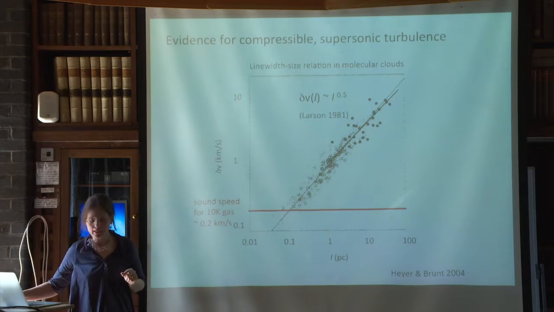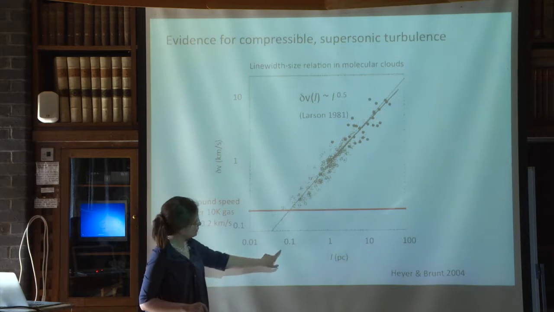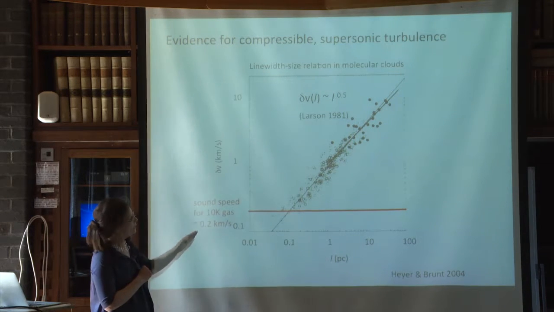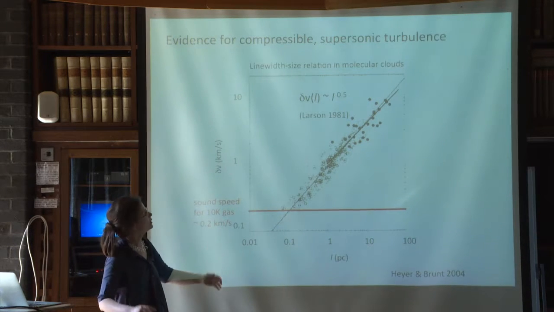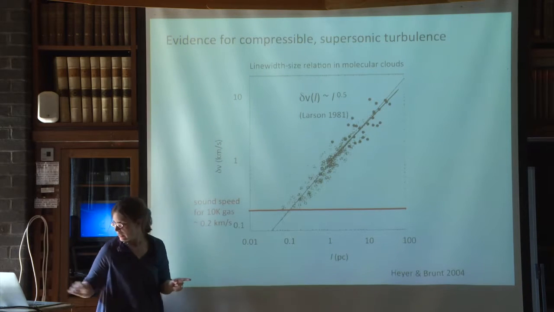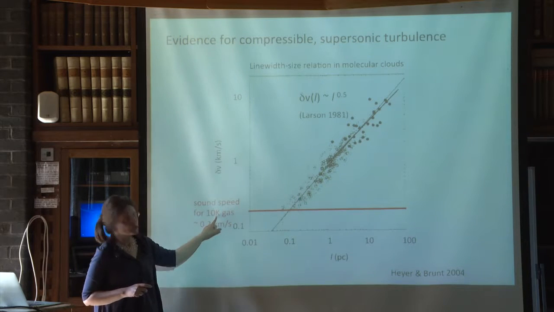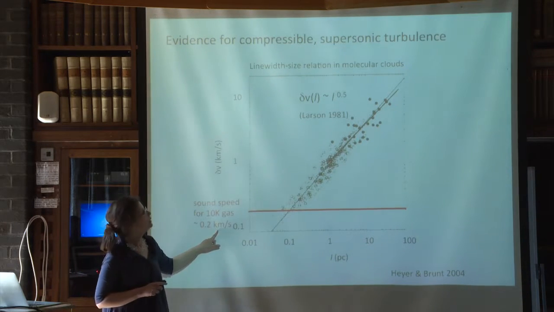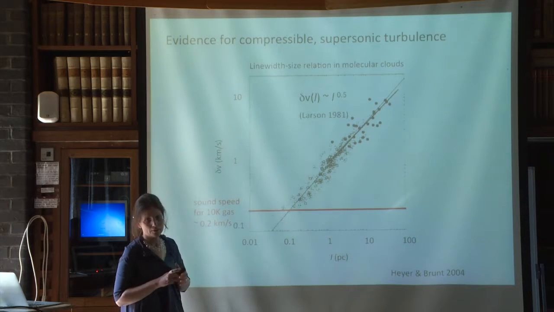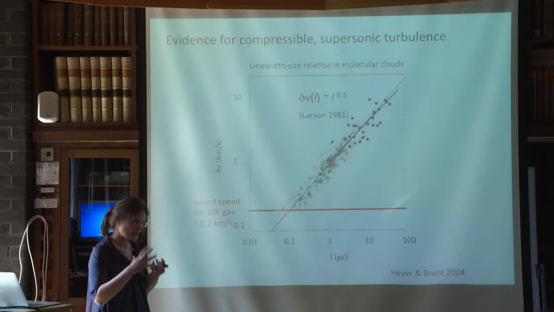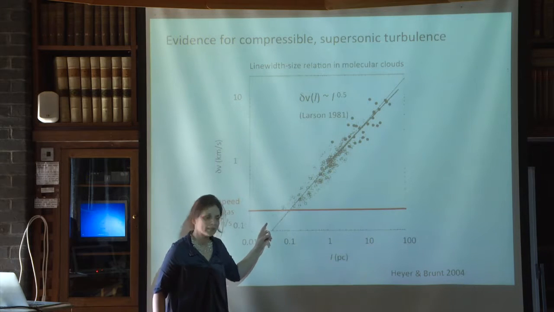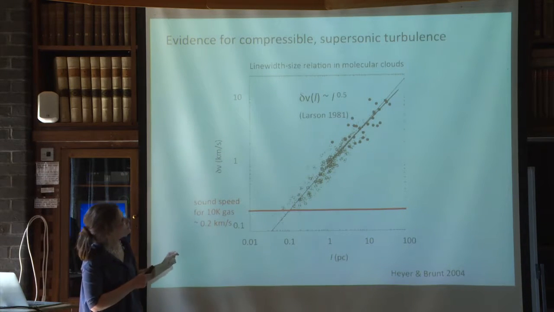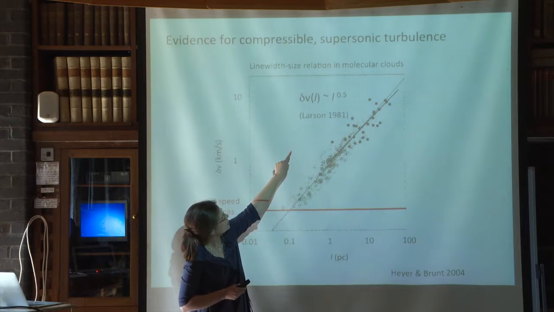And so the way this plot is made is you choose regions of a given scale length, which you plot on the x-axis, and within those regions you measure the average velocity dispersion. And you find this trend that on larger regions there's more velocity dispersion than on smaller regions. And so knowing that molecular gas is very cold, so about 10 Kelvin, which corresponds to a sound speed of 0.2 kilometers a second, what this shows you is that not only is the gas in the molecular clouds moving, not only is there a lot of dynamics there, but it's supersonic, right? The material is moving at velocities higher than the sound speed in the molecular clouds. So this is evidence for compressible supersonic turbulence. The slope of this line would be different than 0.5 if it was incompressible.